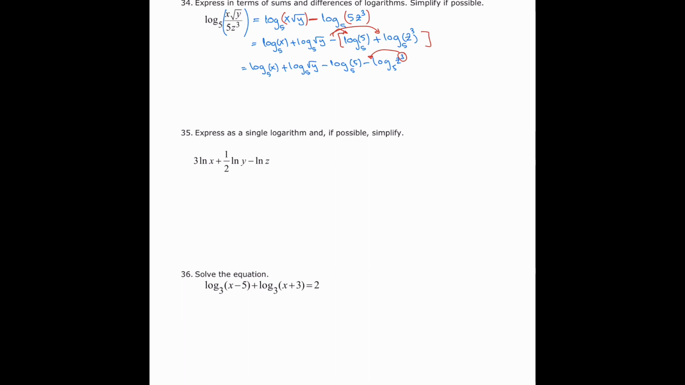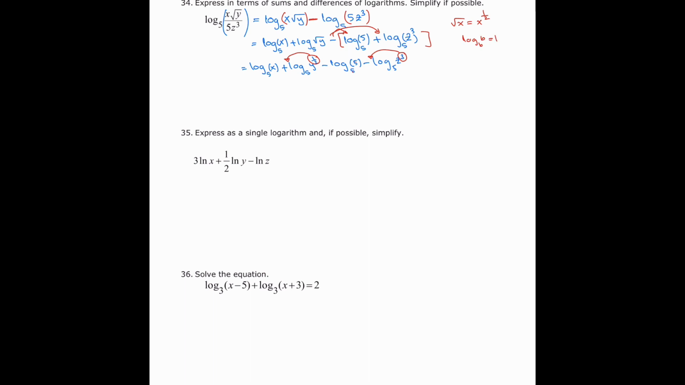Remember that the radical is going to turn into a fraction power. In this case, it is the second root or the square root, so it's going to turn into x to the 1/2. So I'm just going to do that here. So it's going to be y to 1/2, and using the power rule, that power is going to come down. And remember that log base 5 of 5 is equal to 1. So log base b of b equals 1.